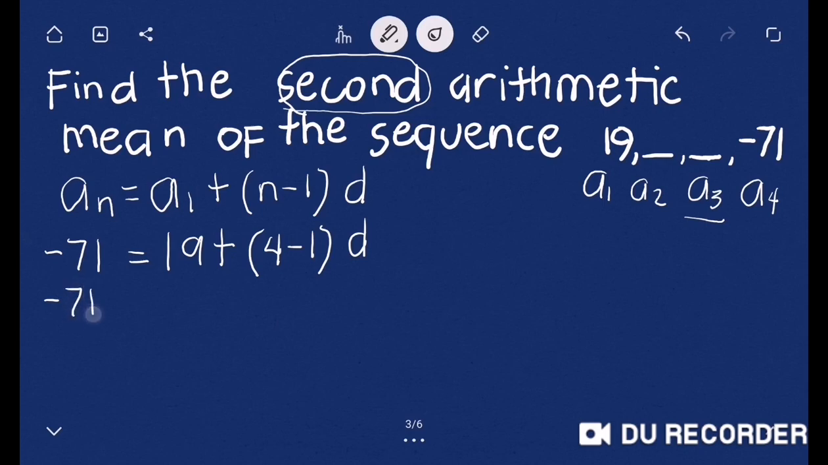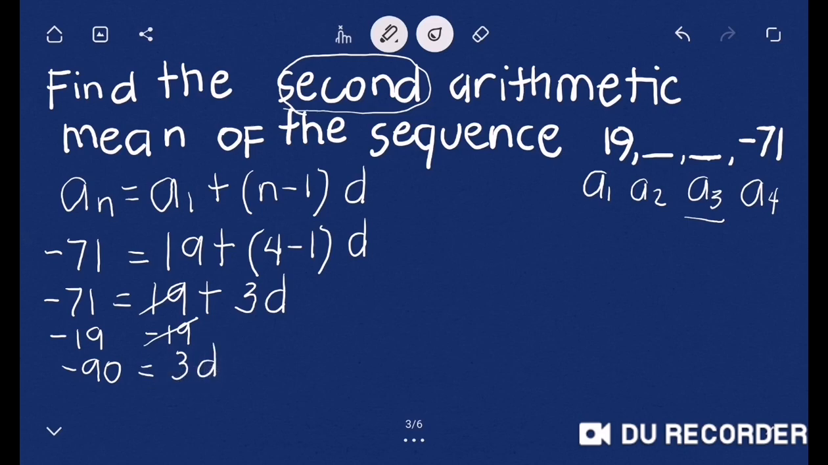So let's simplify the equation. We have negative 71 equals, so 4 minus 1 is 3 times d. So we have 3d. Applying the addition property of equality, we can add negative 19 both sides ng equation para maalis natin yung 19 sa right side. So we have negative 71 plus negative 19. So the answer is negative 90 equals 3d.